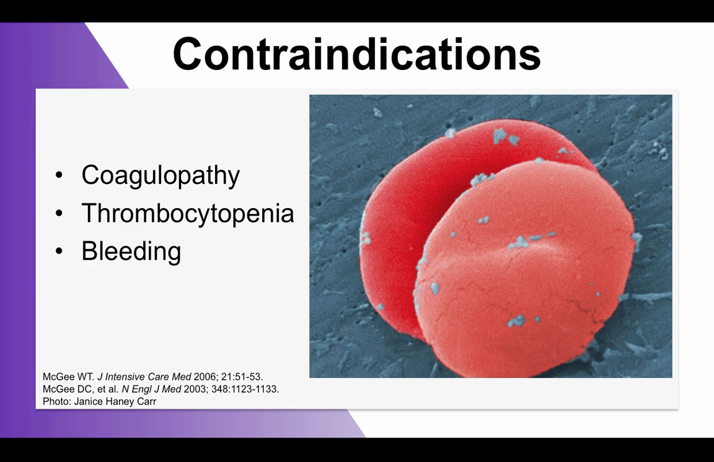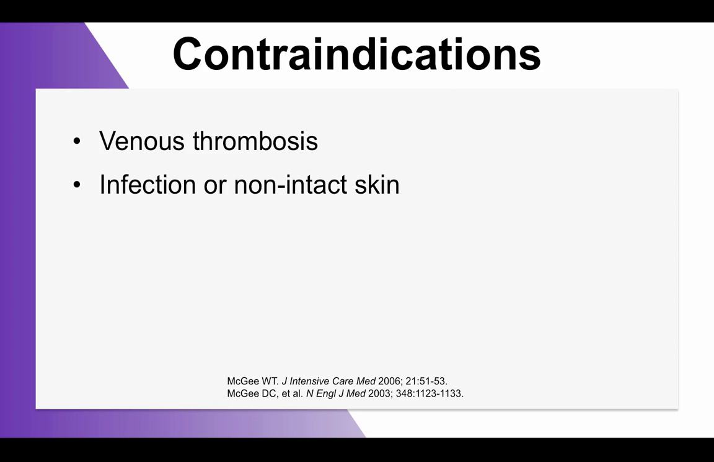For instance, if a patient is on Coumadin and has an INR of 2.5 and there is not adequate time to give fresh frozen plasma, it is deemed reasonably safe to go ahead and place an internal jugular line with ultrasound guidance. Venous thrombosis, skin infection, or breakdown at the site of entry are also contraindications to placing a line.